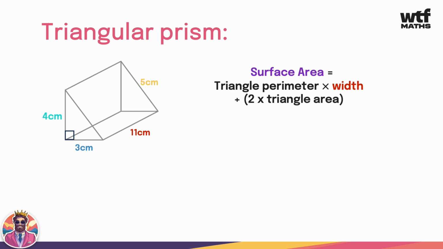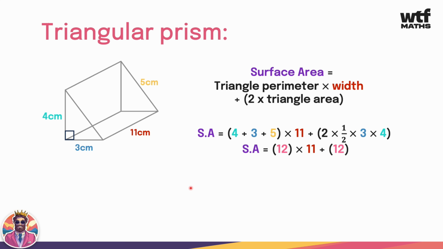So let's start working this out. The perimeter is going to be 4 plus 3 plus 5. We're going to times that by 11, and then the area of the triangle, well, there's going to be 2 triangles, front and back, times half, times base, times height. So basically, we've got 1 triangle here, half times base times height. We times it by 2 because there's 1 at the front, 1 at the back. And then we can start working out the perimeter times width.